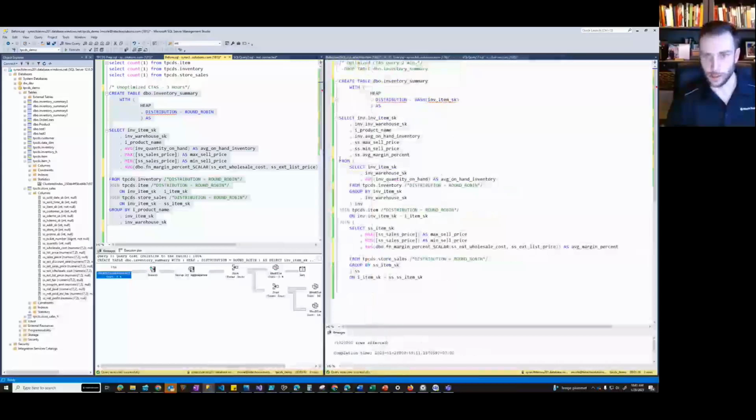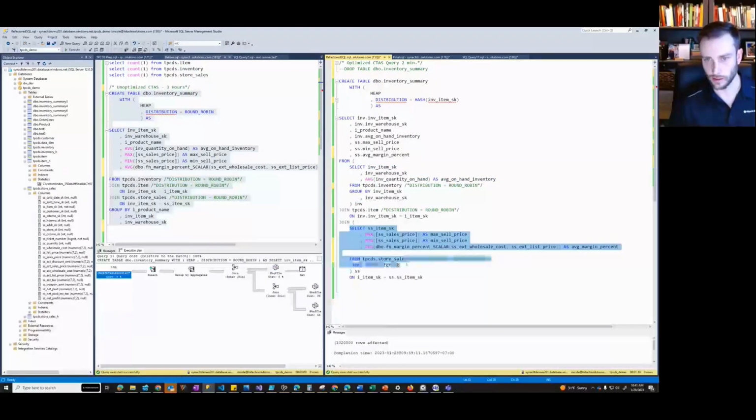So essentially what I did on the right-hand side here is I tried to force the optimizer to perform the group by before joining the result sets together. So I rewrote it to have subqueries that are performing the group by on the individual table. So inventory, store sales.